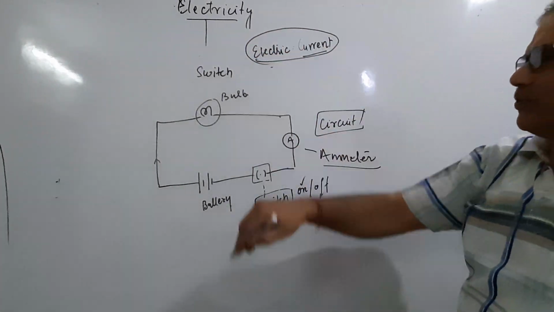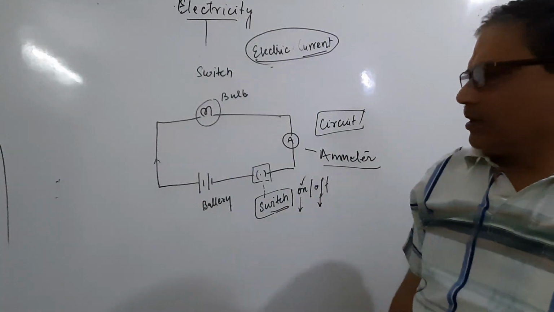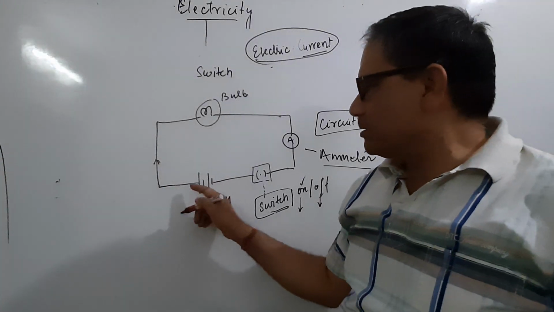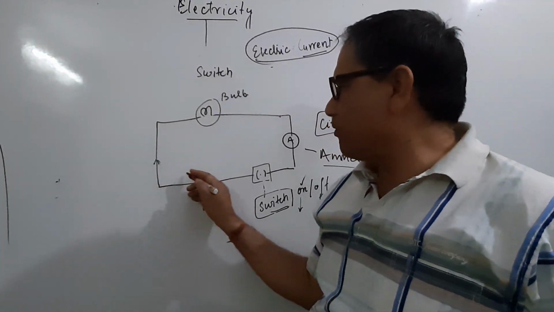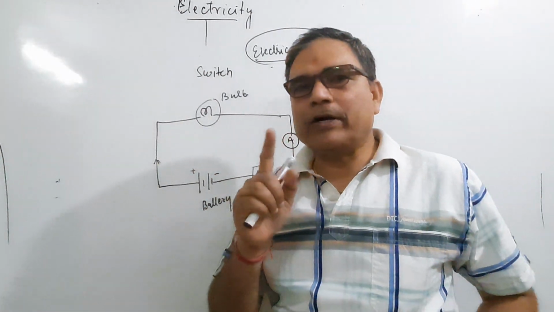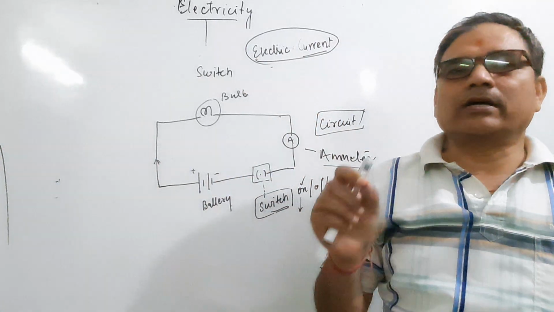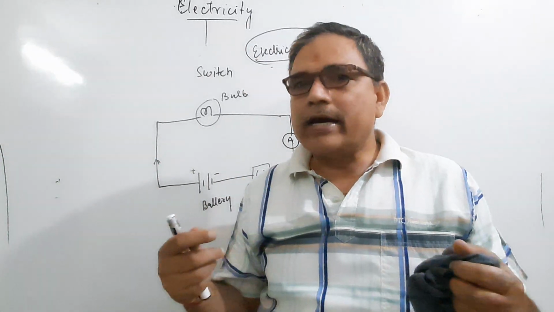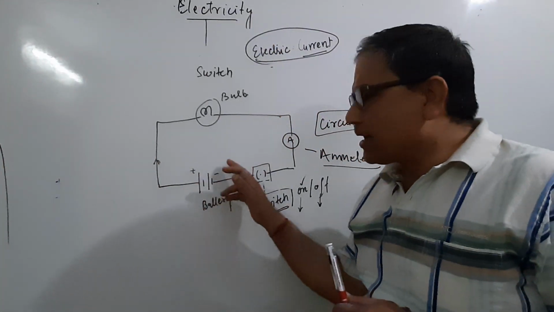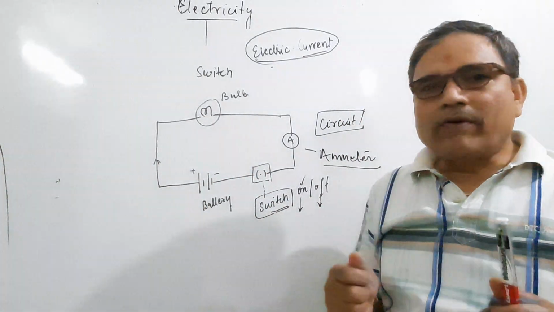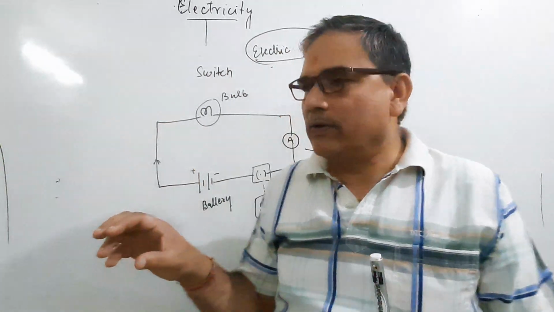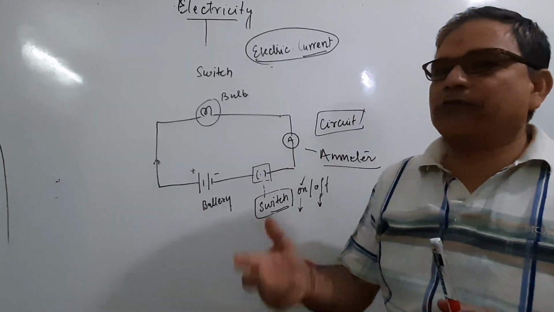Here I put an arrow. What is the meaning of the arrow? It means the current flows in the direction from positive to negative. Current always moves in a particular direction, and this direction is created due to the pressure from the chemicals in the battery. Otherwise, protons or electrons would move in any direction. To make a particular direction, the battery creates the difference.